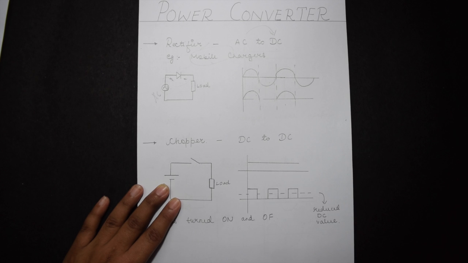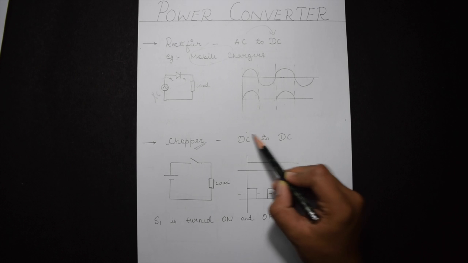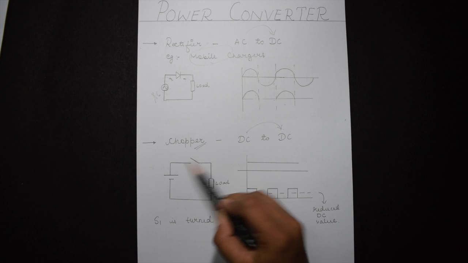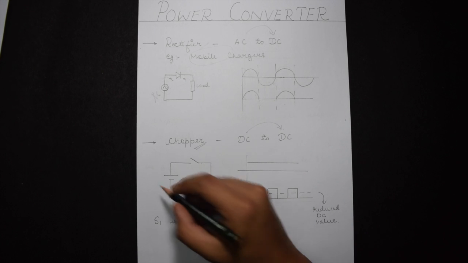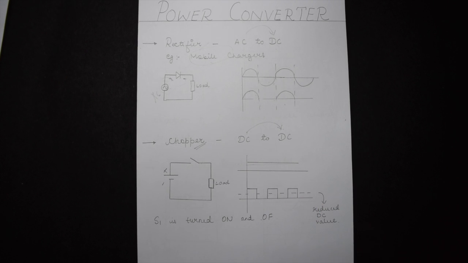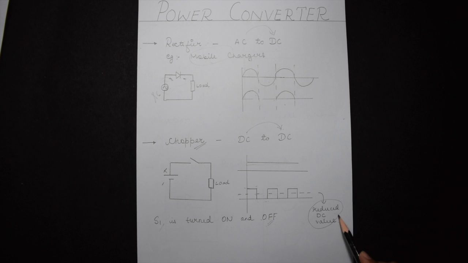Let's look at the chopper. A chopper is a device which converts a DC voltage to either a higher DC voltage or a lower DC voltage. Let's look at this example. See, we are here giving a DC supply. When S1 is on, we have an output. But when S1 is off, then we don't have an output. Thus we see that we have a squared output. That is, the reduced DC value is the mean of the squared output.